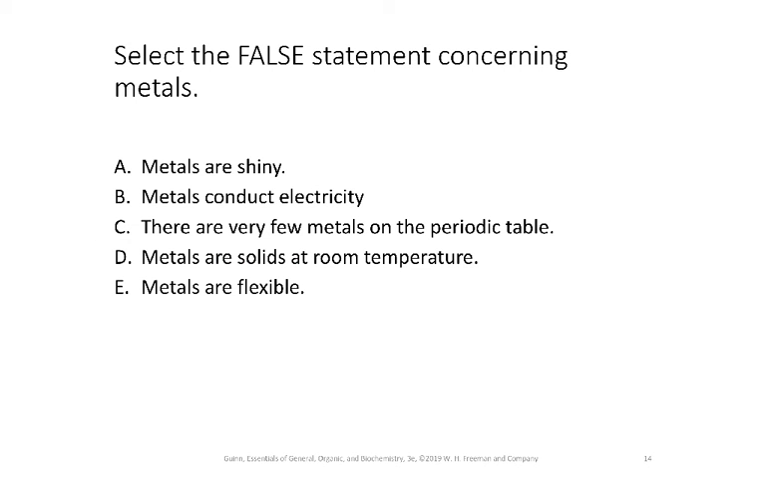Okay. Select the false statement concerning metals, which is not true. I'll let you answer this for yourself. So pause it as you read them. Okay, do you have an answer now? This one is wrong, right? So meaning that's the correct answer. There are a lot of metals on the periodic table. In fact, the majority of the table is metals. All the rest of these are true. Metals are shiny, conduct electricity, solid at room temperature, and flexible.